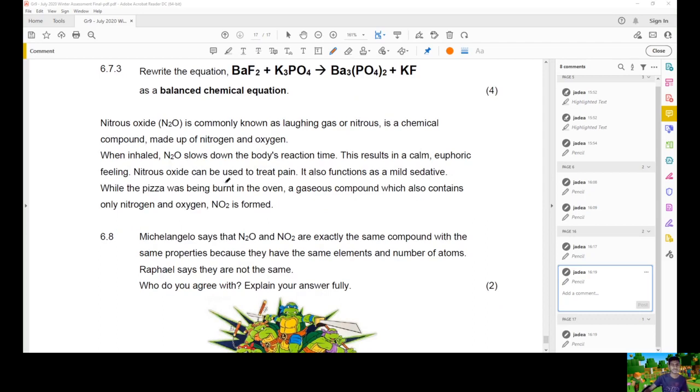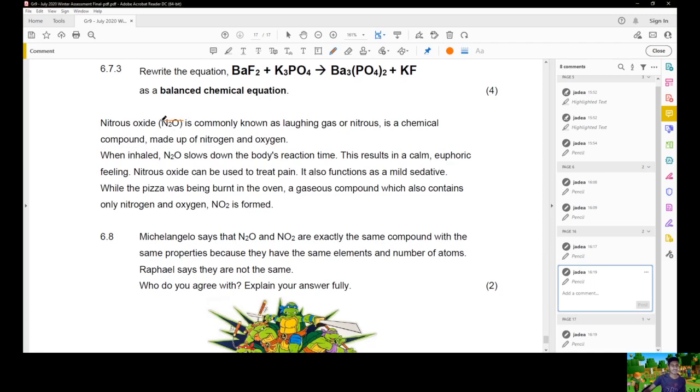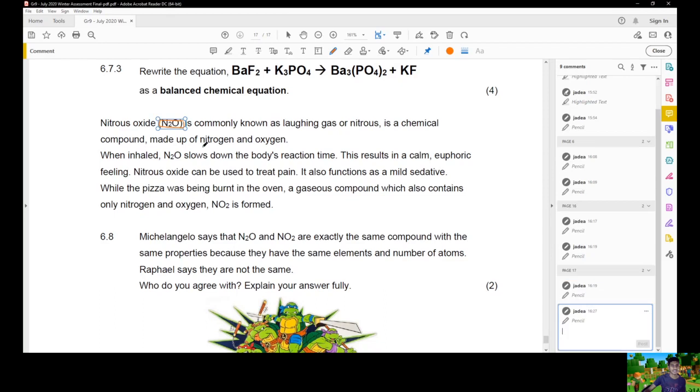While the pizza was being burnt in the oven, a gaseous compound, which also contains only nitrogen and oxygen, NO2, is formed. So this paragraph is only telling me some interesting things about those chemicals, but importantly, it's showing me how nitrogen and oxygen can sometimes bond together as N2O, and sometimes they can bond together as NO2.